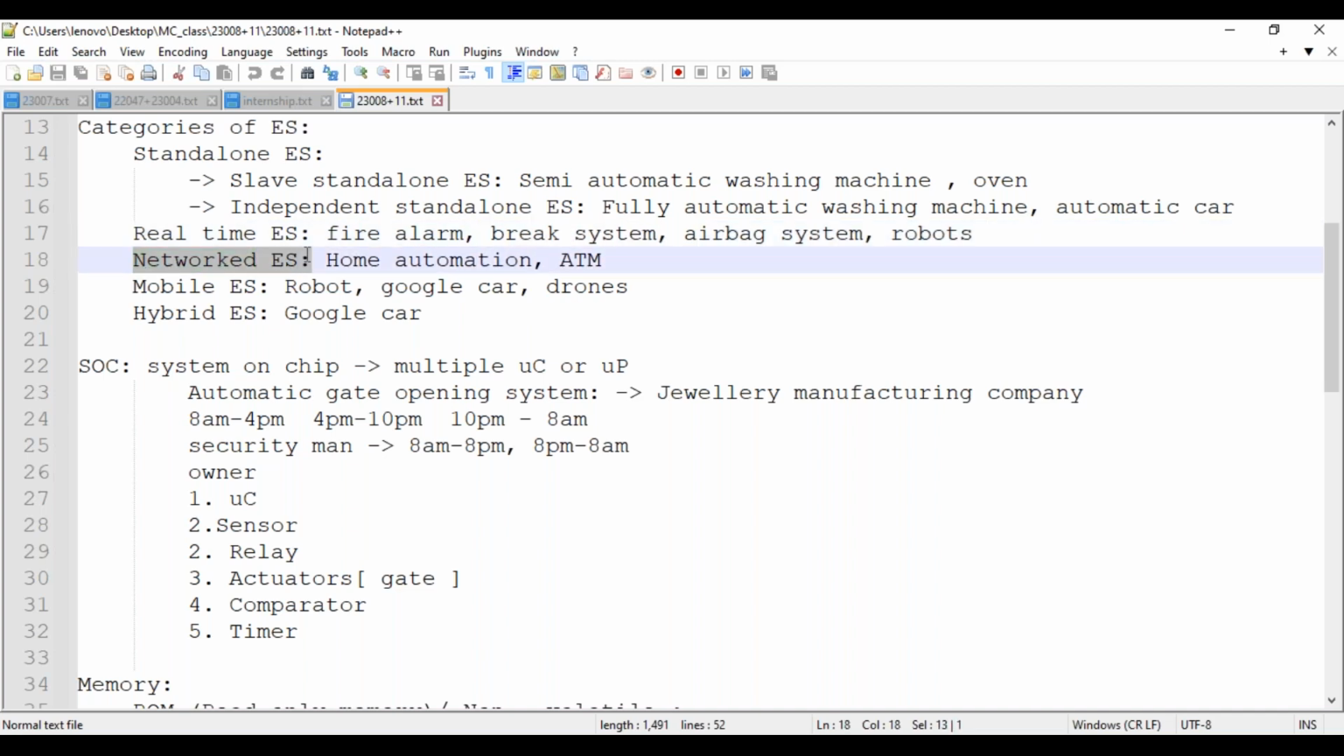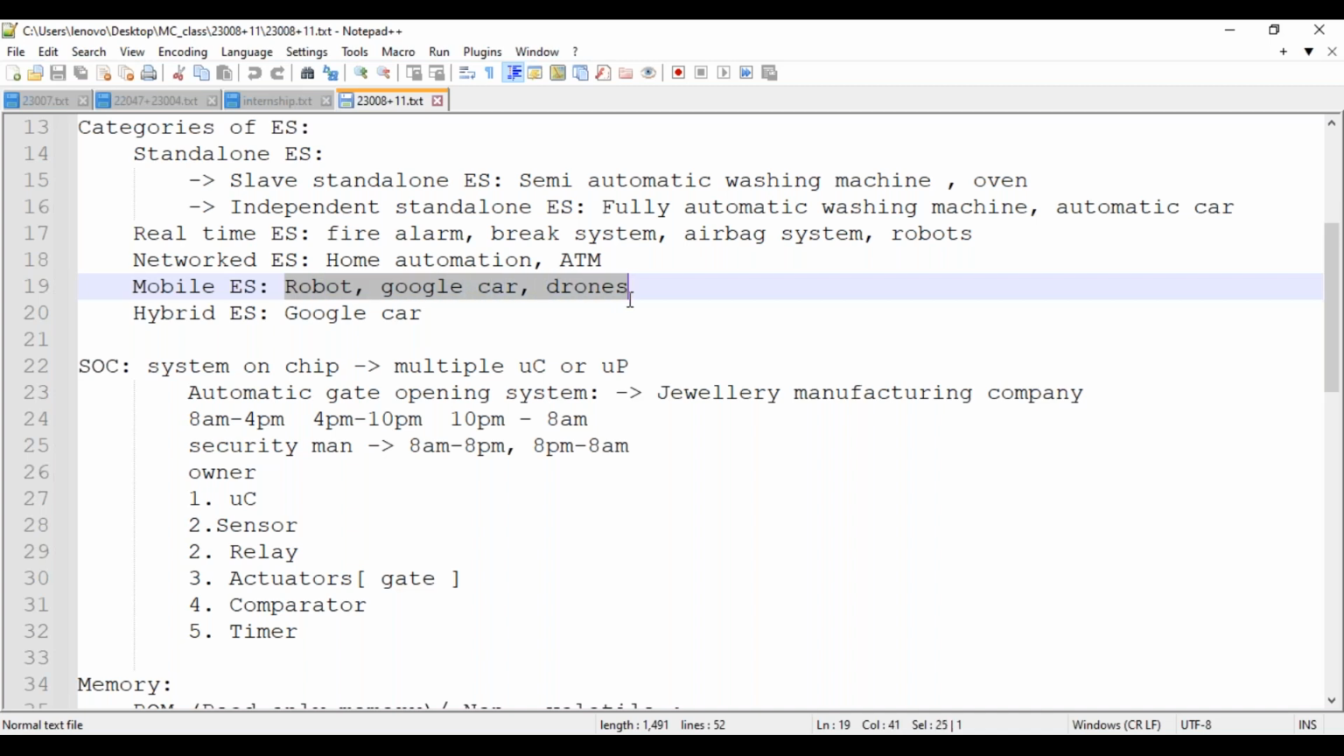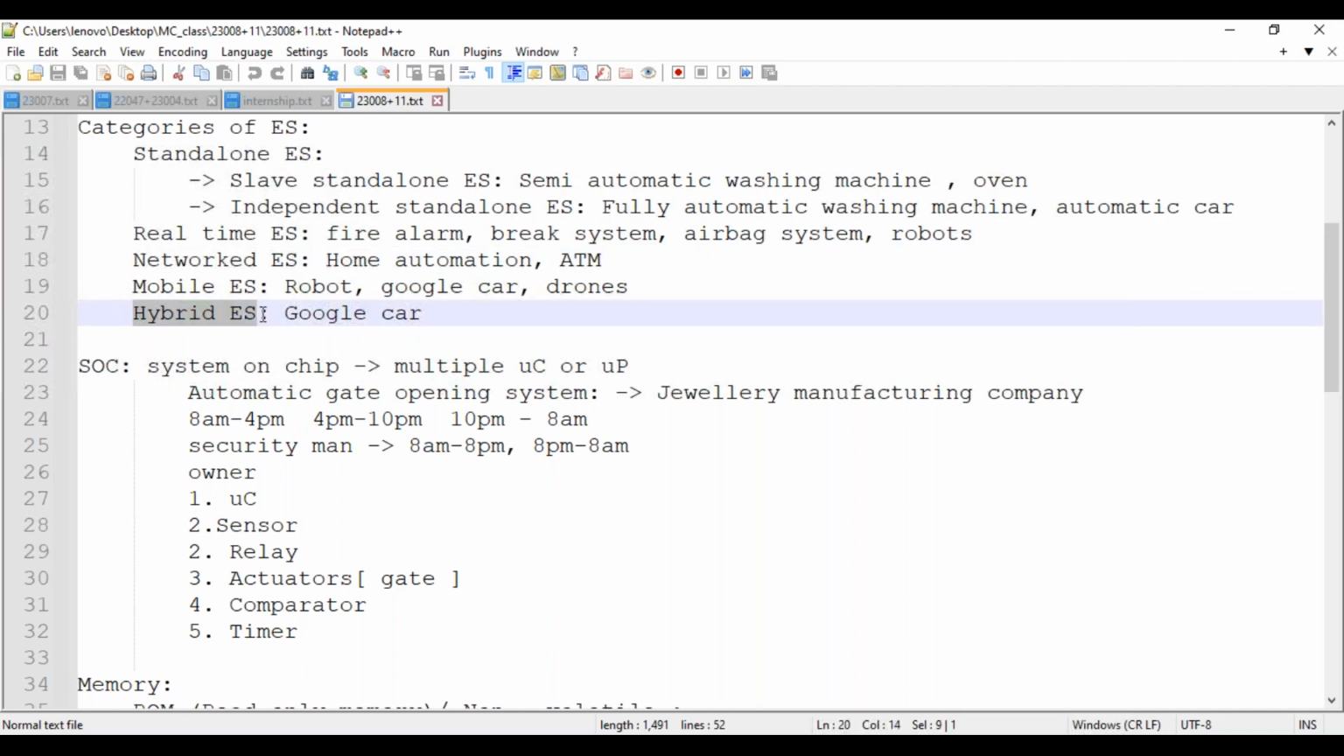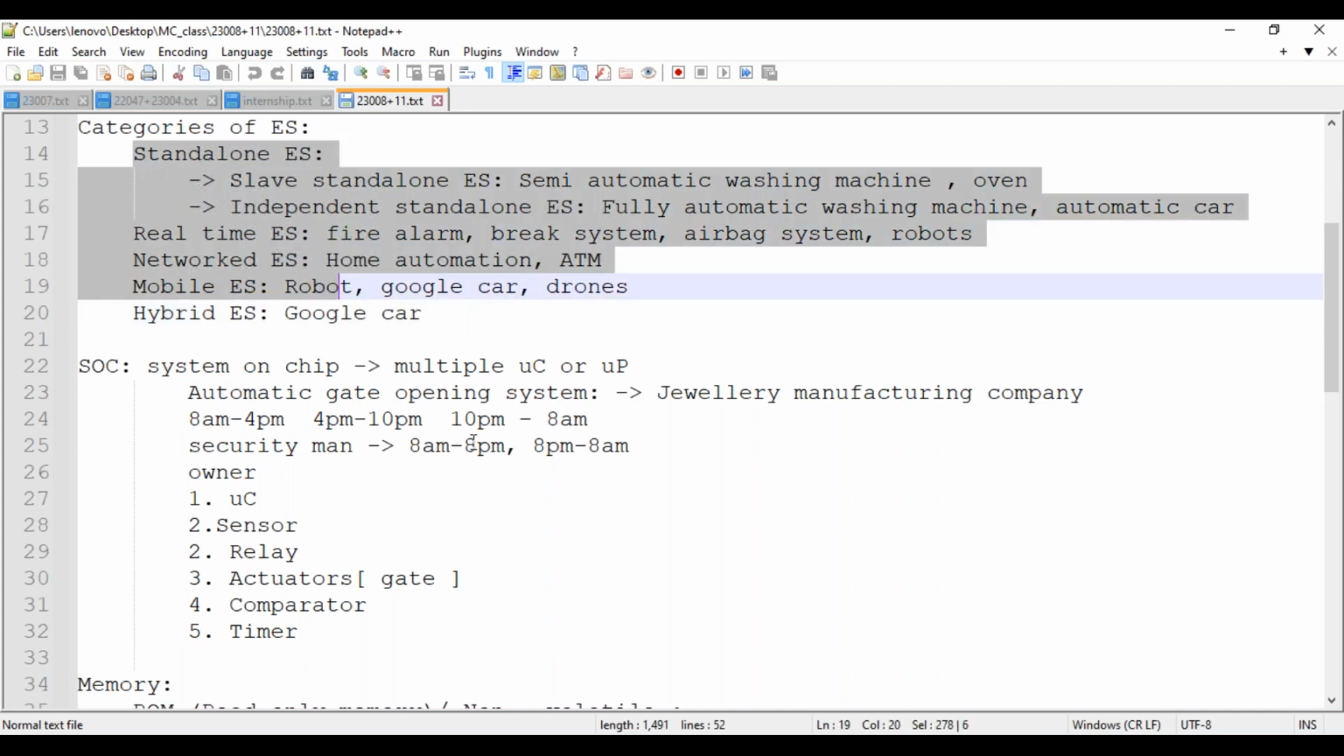And coming to the networked embedded system, the devices in the embedded system are interconnected to each other, wired or wireless. Examples are home automation and ATMs. Then we have mobile embedded systems which are capable of moving. Examples are robot, Google car, and drones. And apart from these, we also had a category called hybrid embedded system. Whenever an embedded system belongs to more than one category, we put it under hybrid embedded system. A good example is Google car because it gets involved in all of this.